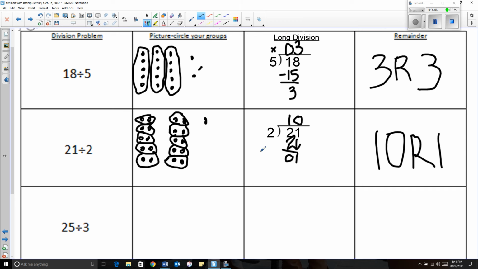Now this remainder should never ever be bigger than your divisor. If it's bigger than your divisor, you know you can make more groups.